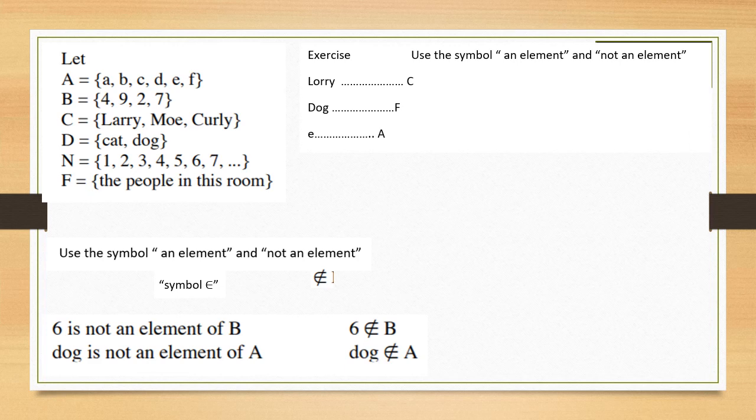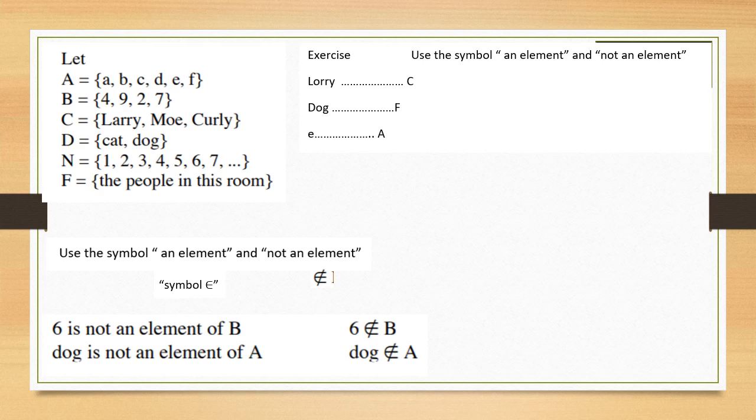There's a small exercise over here. You can use the symbol to say whether it's an element or not an element. You're going to check with set C. You have to see whether the word lorry is inside set C. It's not. So you also have to check with set F. Set F says the people in this room. Dog is not a person in the room. So again, dog is not an element of set F.